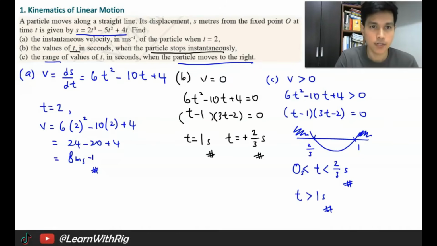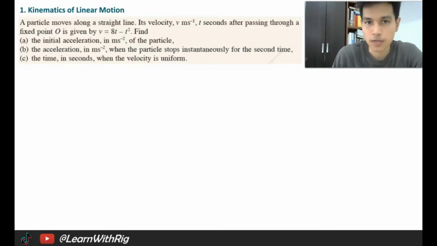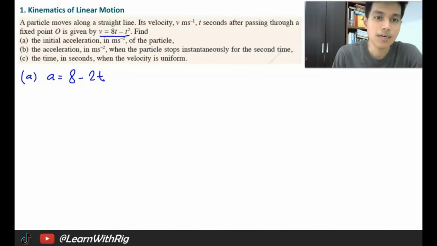Okay, alright, next. A particle moves along a straight line. Its velocity seconds after passing through a fixed point O is given by, so they gave you the velocity here. Find the initial acceleration. So question A, they're asking for initial acceleration. So forget about initial first. We need acceleration. So you have velocity function. How do you find acceleration? You have to differentiate. Okay, so when you differentiate the velocity, you get 8 minus 2t. Okay, so this is your acceleration.